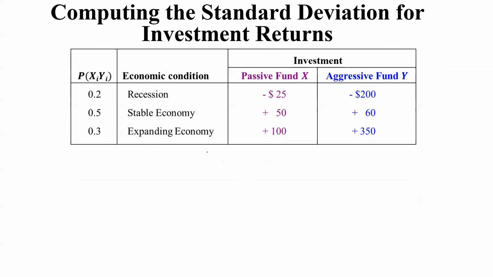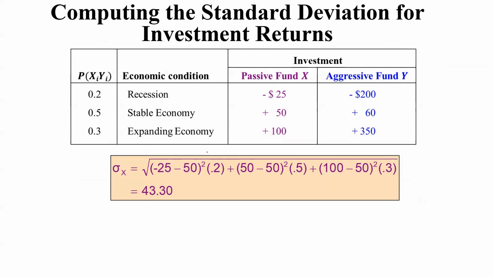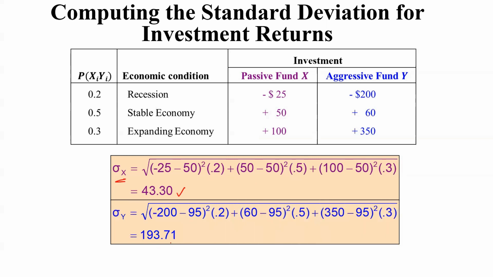Now, once you find out that expected mean, next is the standard deviation. So the standard deviation of that passive fund is very easy, just plug all these values into the formula, and you obtain 43.30. That is the standard deviation for the passive fund. For the aggressive fund, the standard deviation is around 93.71. So which one is higher? Yes, the aggressive fund. That means this is more risk, more risk tends to be.